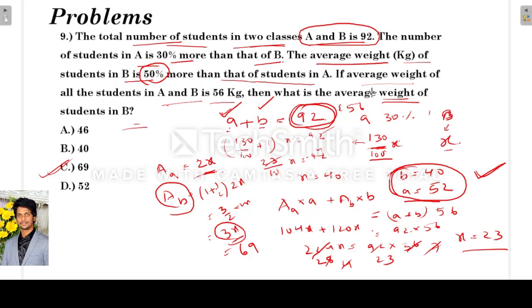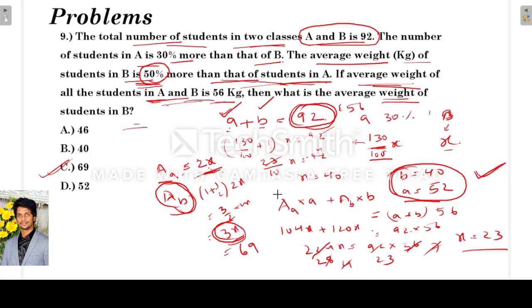So next they are telling average weight of students in class B is 50% more than that of students in class A. Because the reference here is class A, I am taking class A average as 2x. So average weight of class B is 50% more than average weight of class A. So 50% more means we have to add x, right? So it becomes 3x. So average weight of class B is 3x. Then they are telling the average weight of all students in A and B is 56.